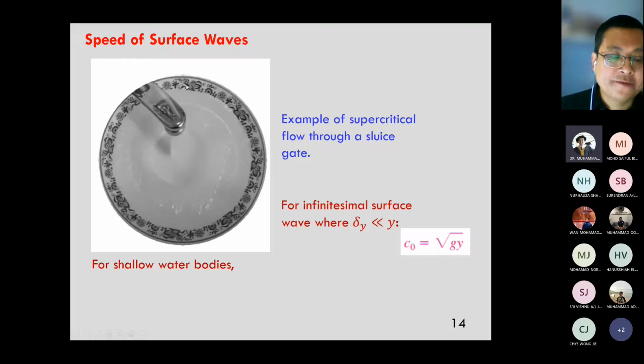Okay, this one is the speed of surface waves. Example of supercritical flow through a sluice gate again. So for an infinitesimal surface wave, y is less than Y. So it is like this. If the plate is facing upward, the wave will be formed like this. So from the left side, there will be different depths of the circular water. So you can see the difference in depth.